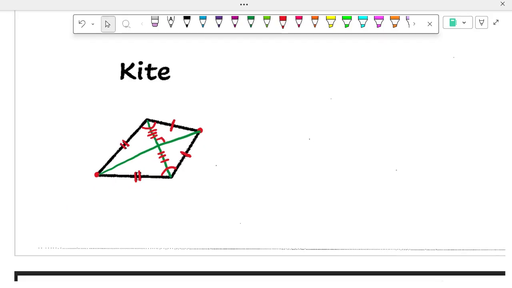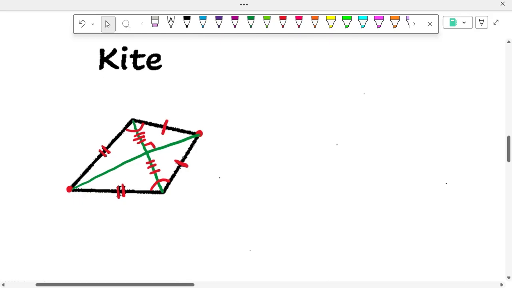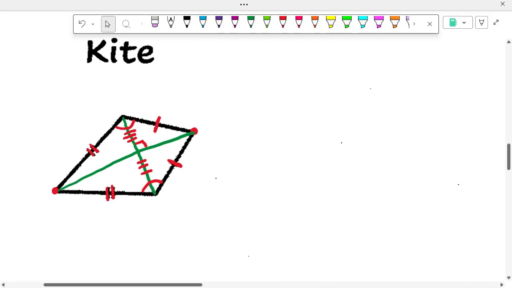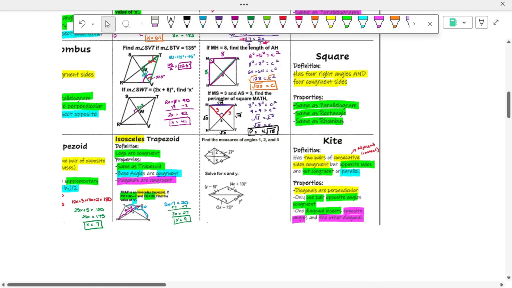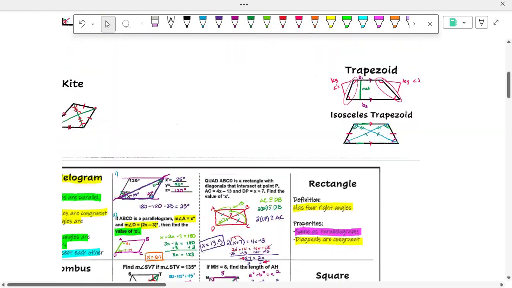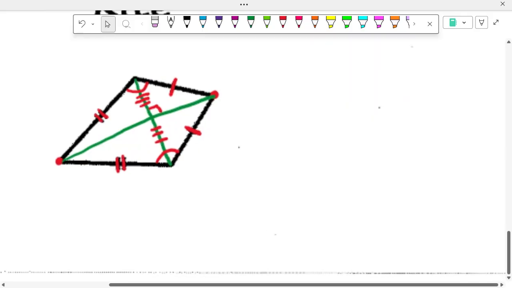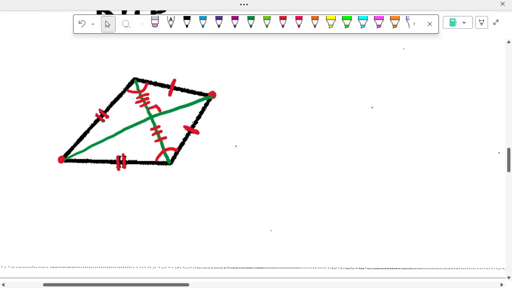And then it also bisects its angles. So it says one diagonal bisects its opposite angles, and it bisects the other diagonal. So these two baby angles are congruent, and these two baby angles are congruent. But they're not congruent to each other. That's why I marked one with 3, one with 2.